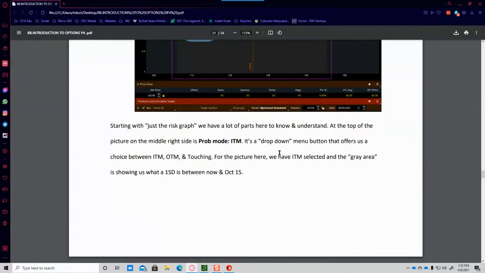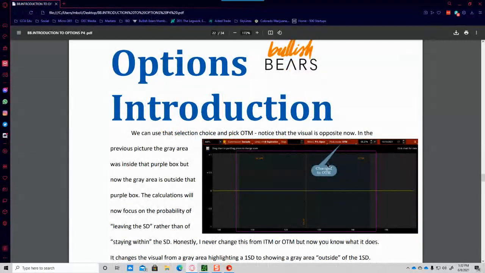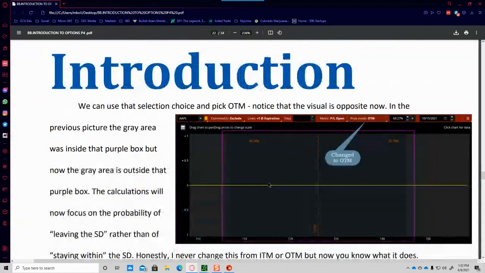So starting with a risk graph, we've got the in the money, out of the money drop down. Notice here in the picture where now the gray is on the outside and the blue is on the inside. Before, it was the other way around. The calculation didn't change because it's using this number right here, 68.27. That's a 1 standard deviation.